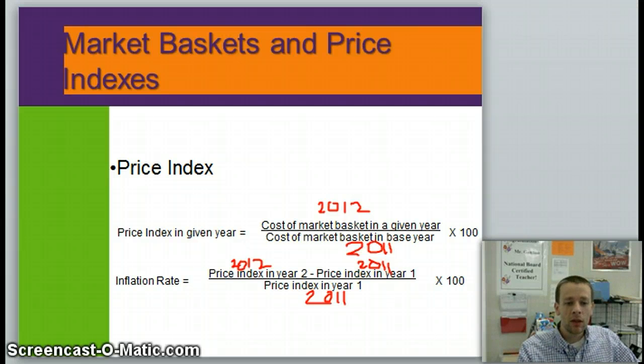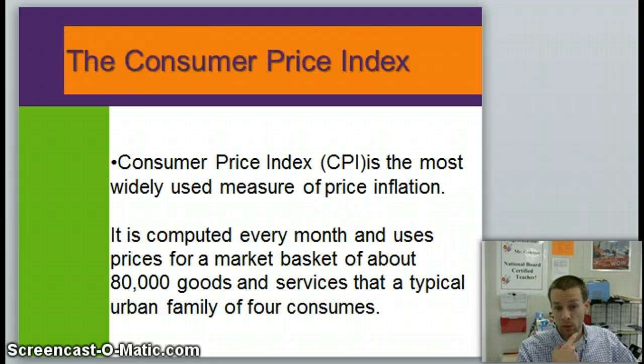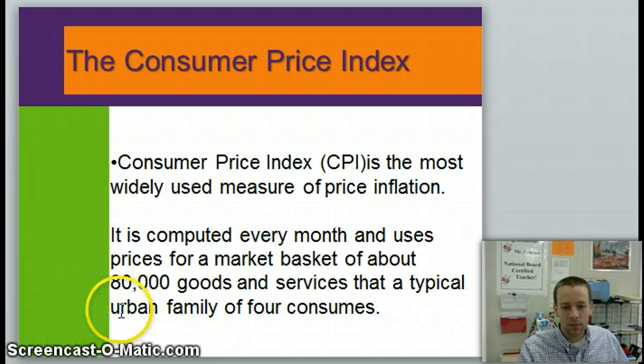All right. The most widely used price index that we concern ourselves with in measuring the macroeconomy is what's called the consumer price index. It's the most widely used measure of price inflation. Every month, the Bureau of Labor Statistics computes the prices in a market basket of about 80,000 goods and services that a typical urban family of 4 consumes. Now notice that pretty specific definition, right? A typical urban family of 4.